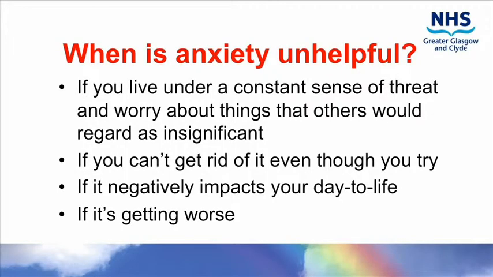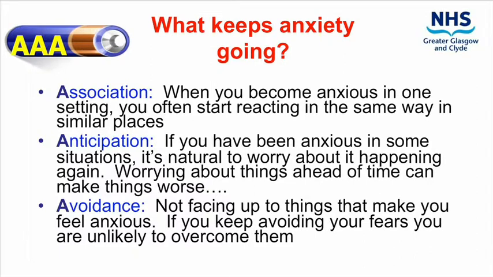For 1 in 5 of us, anxiety can become overwhelming, enduring and constant, and negatively impact on our ability to function properly on a day-to-day basis. This is when anxiety becomes a problem. There are 3 main things which keep anxiety going, namely association, anticipation and avoidance. When you become anxious in one setting, you may find that you start reacting in the same way in similar places, for example, busy shopping centres. This is what we call association.